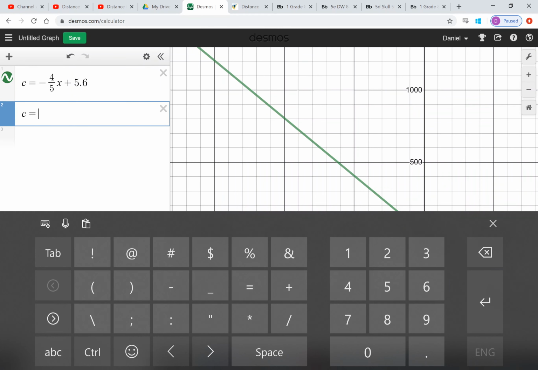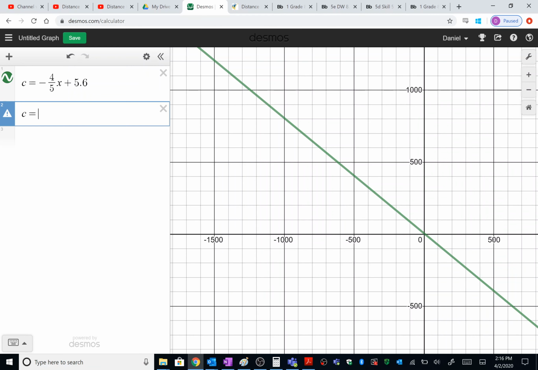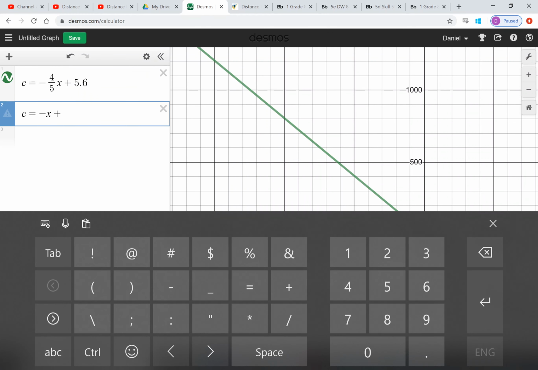The next one, c equals negative x plus 6.